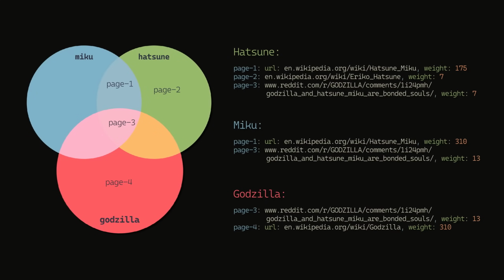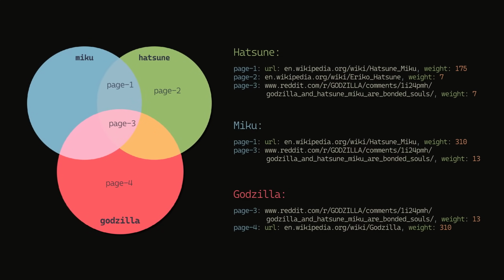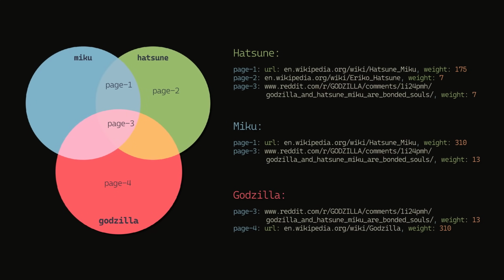In case there is more than one page overlapping, an easy way to decide the order in which the results are going to be displayed is by checking the cumulative weight of each page.